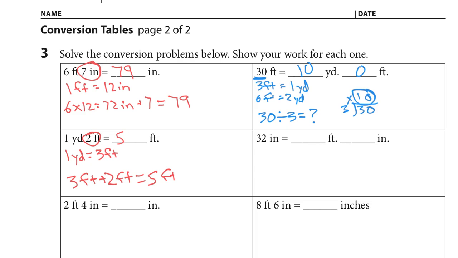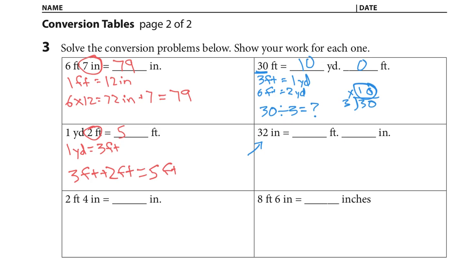When you do it down here, I want you to make sure that you understand that there will be a remainder. So you're going to count by 12s, right? Count by 12s and get as close to this as possible. And then however many is left is your remaining inches. Okay.